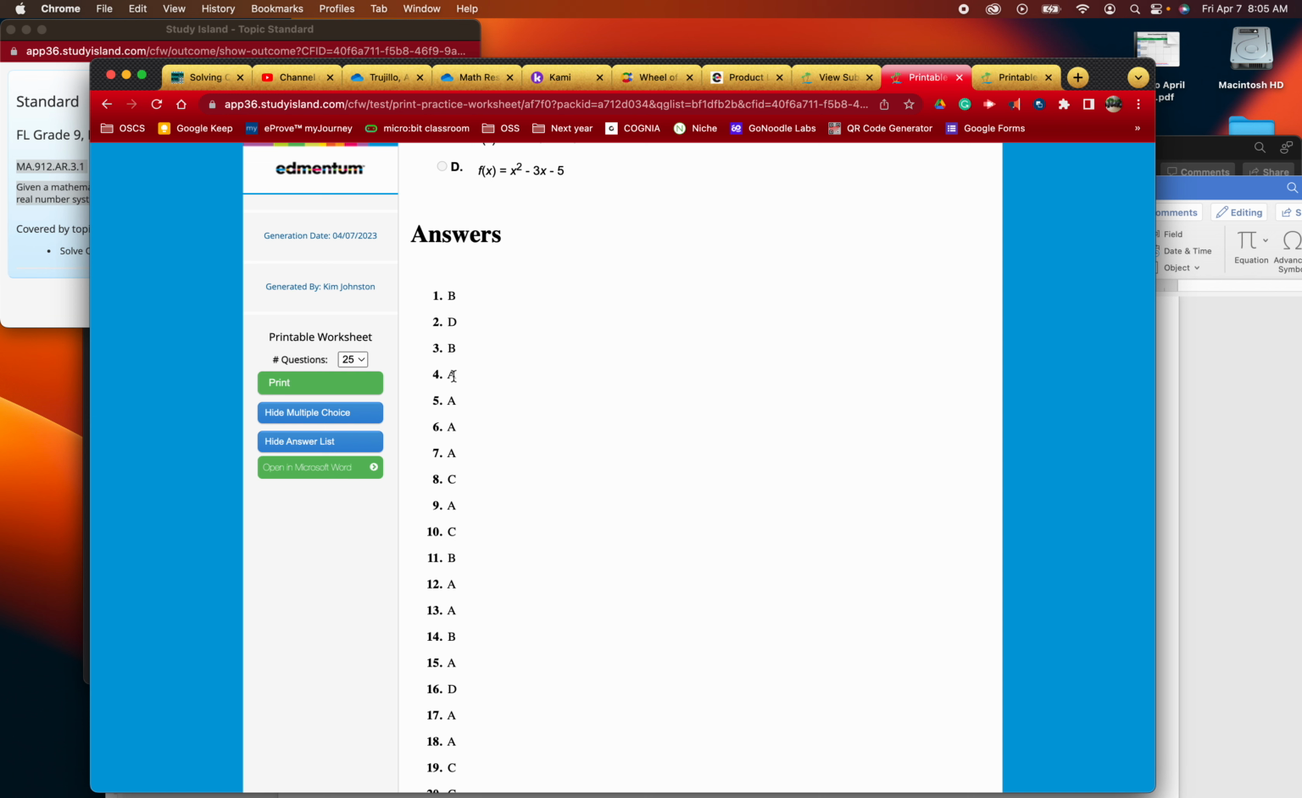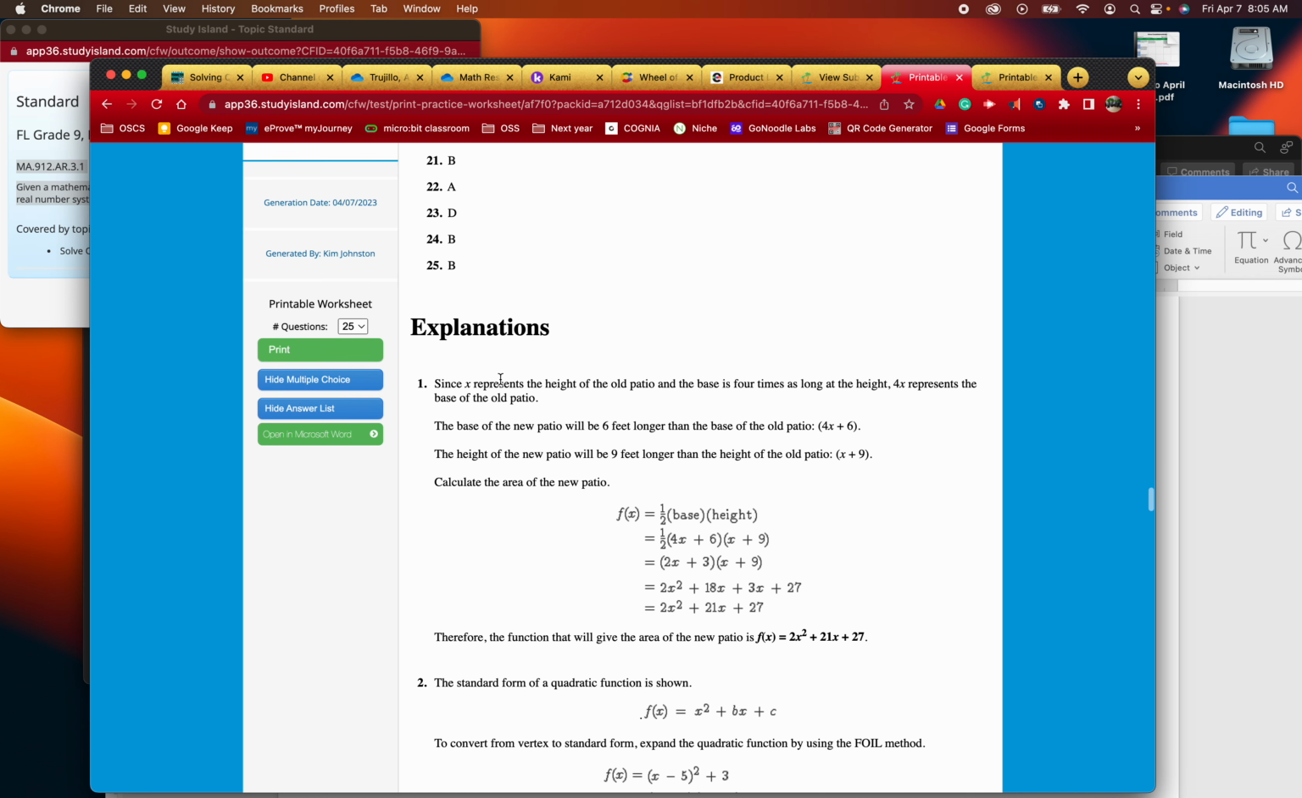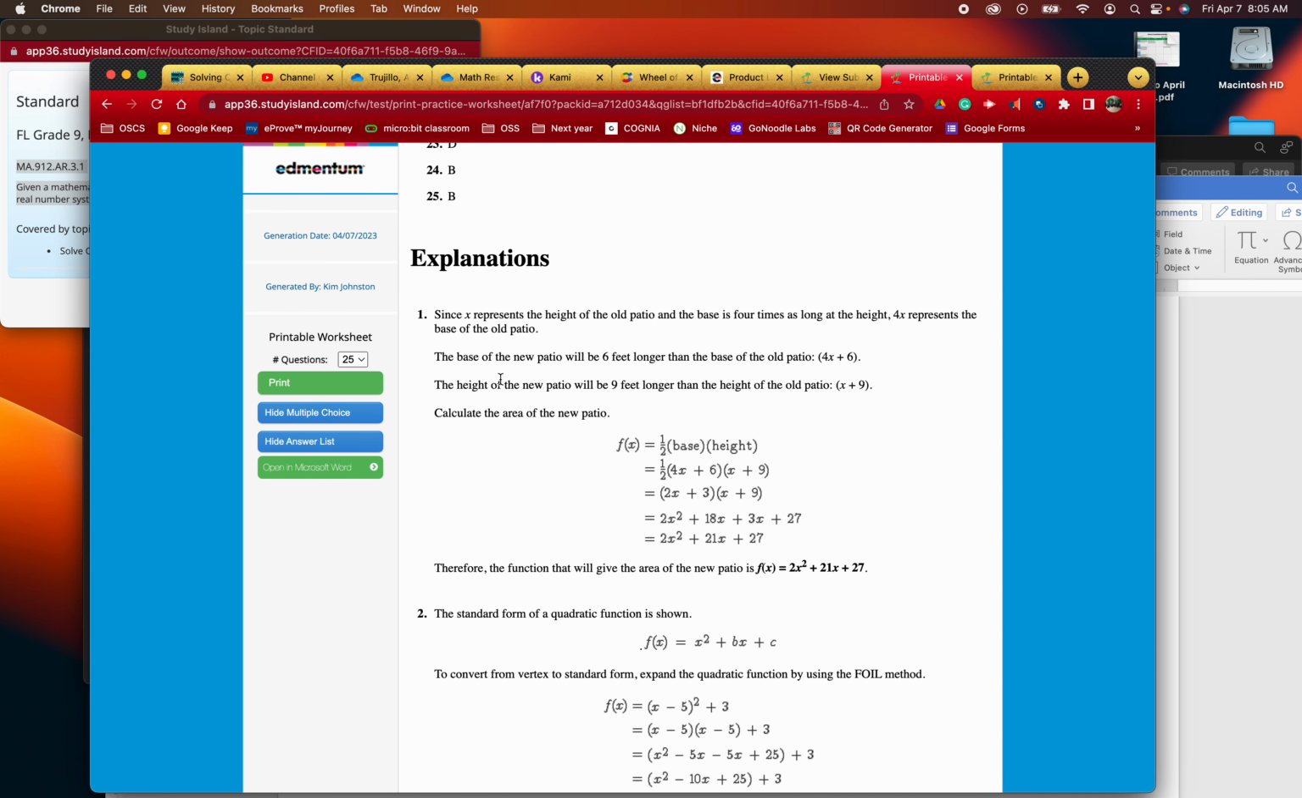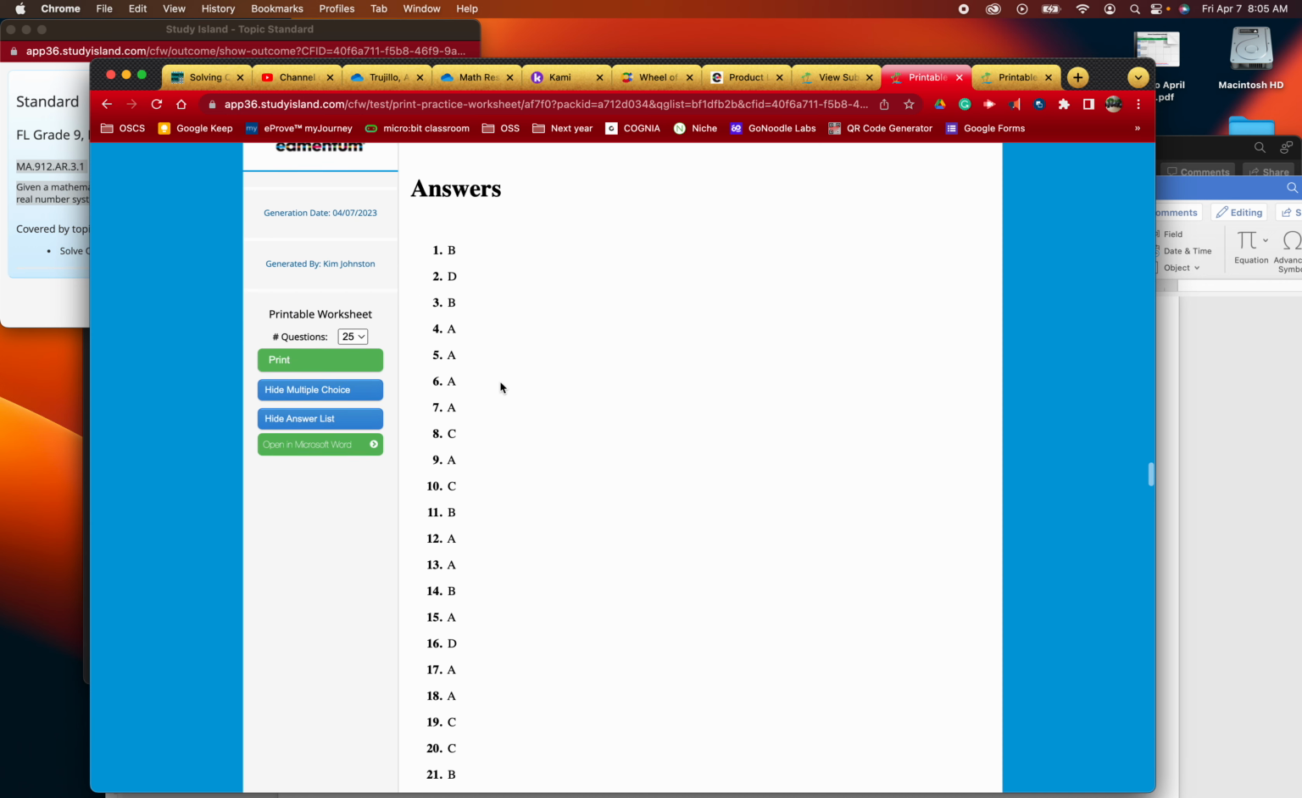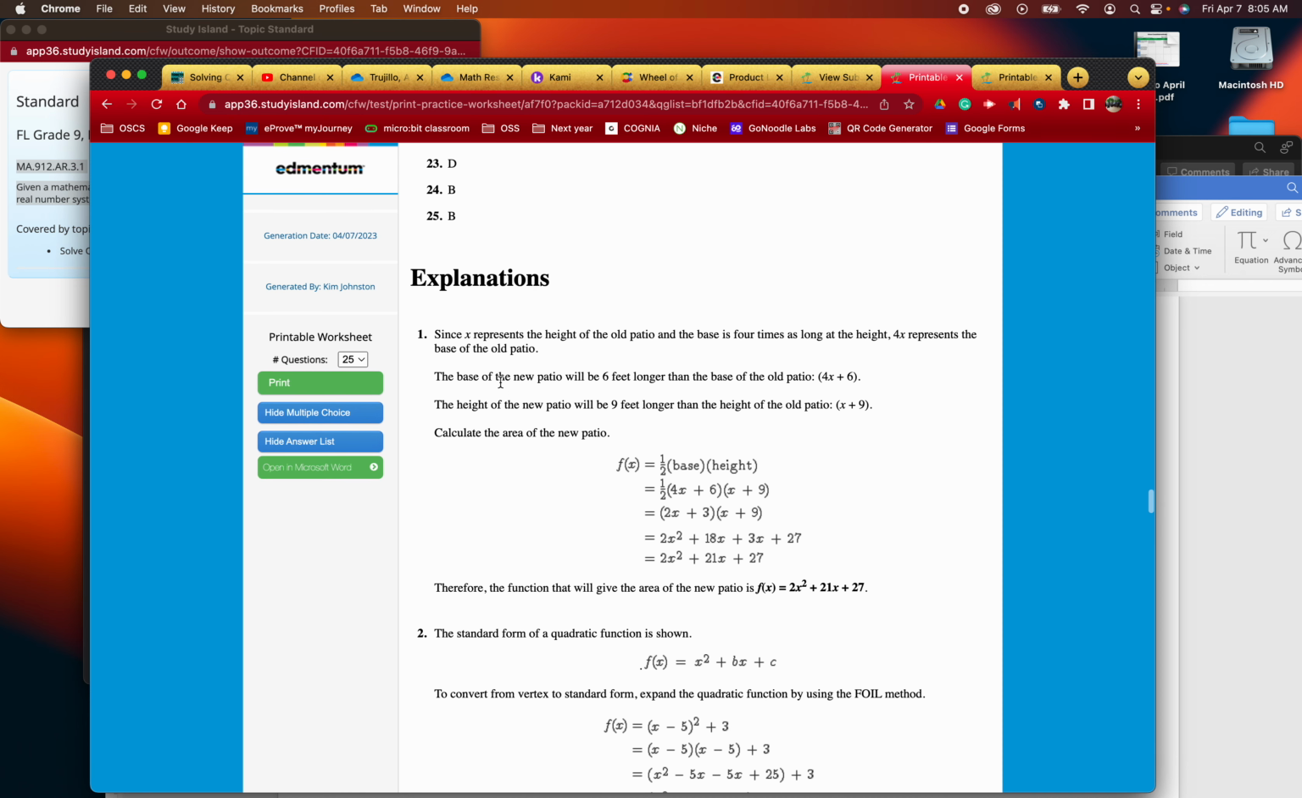So they can say, oh, almost, good job, good try, but let's look at this. You can also put the why. Number one was B. Well, why was number one B? It's because the x represents the height and the base is 4 times as long as the height, so 4x represents the base of the old patio. So this is how you work it out.